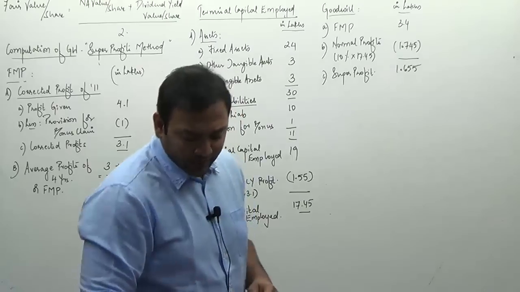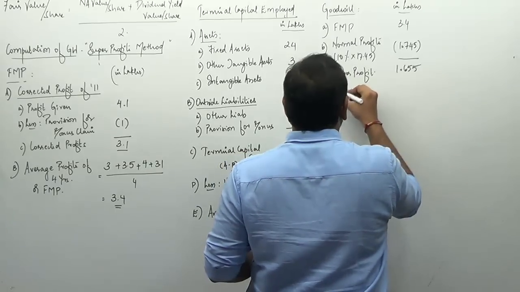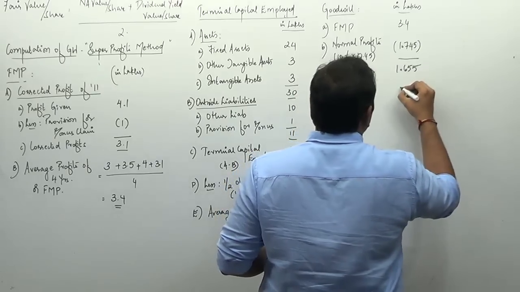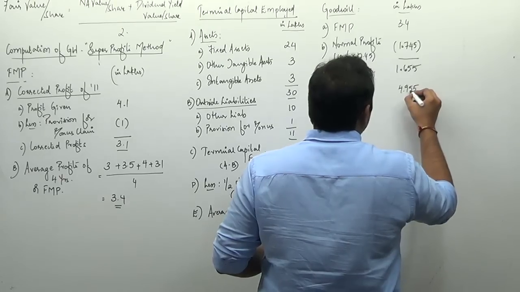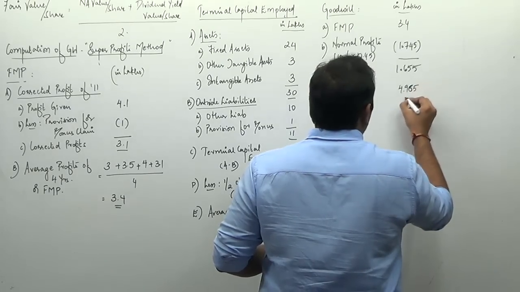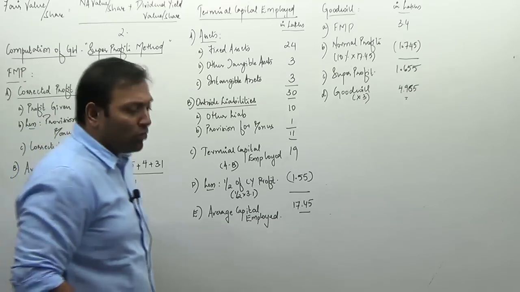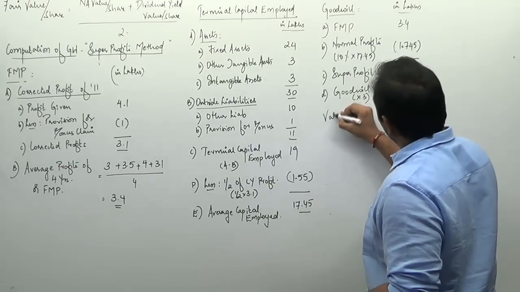What is the goodwill valuation? 3 years purchase. Then value of goodwill, 3 years purchase, 4.965. What we need to do now is valuation of share. Intrinsic value method. Breakup value is what he said. Use whatever it is.